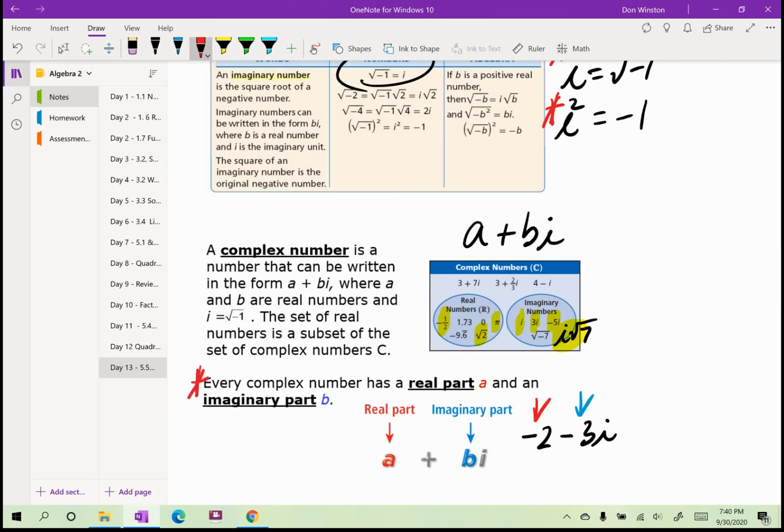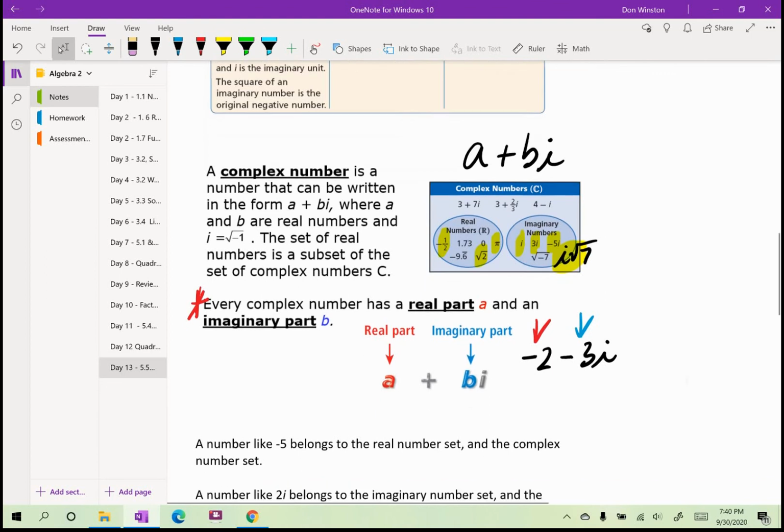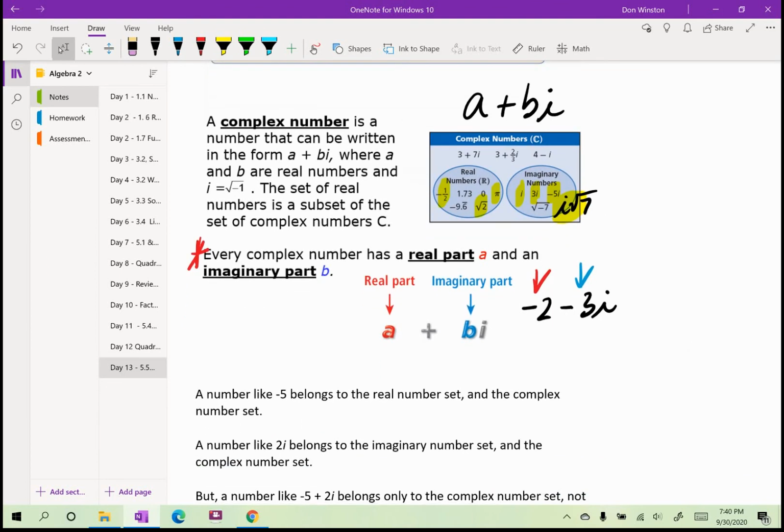So for a complex number to be a complex number, it has to have a real part and an imaginary part. If it has just a real part, we just say it's a real number. If it has just an imaginary part, we just say it's an imaginary number. But if it has a real part and an imaginary part, we'll say it's a complex number. So negative 2 minus 3i would be a complex number because it has both a real part and an imaginary part.